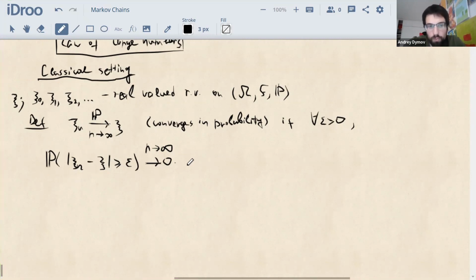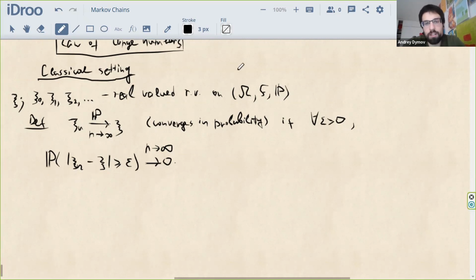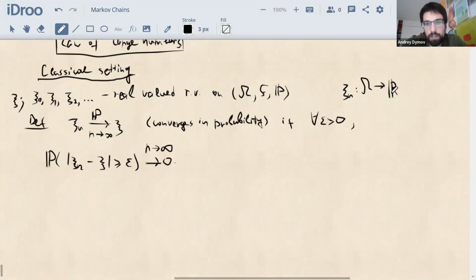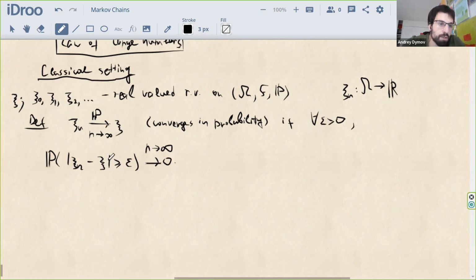This is a rather reasonable definition of convergence. In fact, what is a random variable? A random variable is just a function from our space of elementary events to real numbers. So as for any functional space, we can imagine plenty of different topologies, so we can imagine plenty of different convergences. This is one of the most used in probability theory and one of the most reasonable.